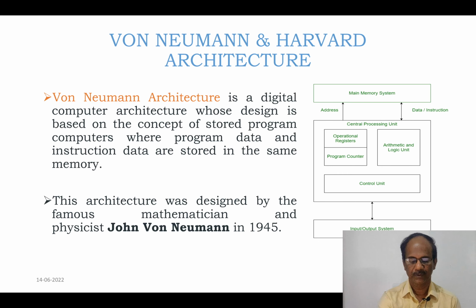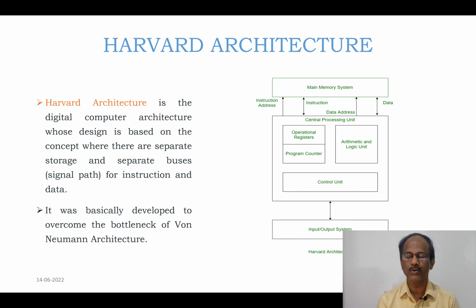Princeton architecture. Now coming to Harvard architecture, which comes from another university. They derived a computer architecture which employs separate memory space for instruction and data, as shown here. It was basically developed to overcome the bottleneck of von Neumann architecture, because in von Neumann architecture you have a common memory. Therefore, it is not possible to fetch instruction and data simultaneously, and that restricts the time of operation. Whereas with Harvard architecture, you have separate memory space for instruction as well as data, and therefore simultaneous fetching and execution is possible, thereby improving the speed.